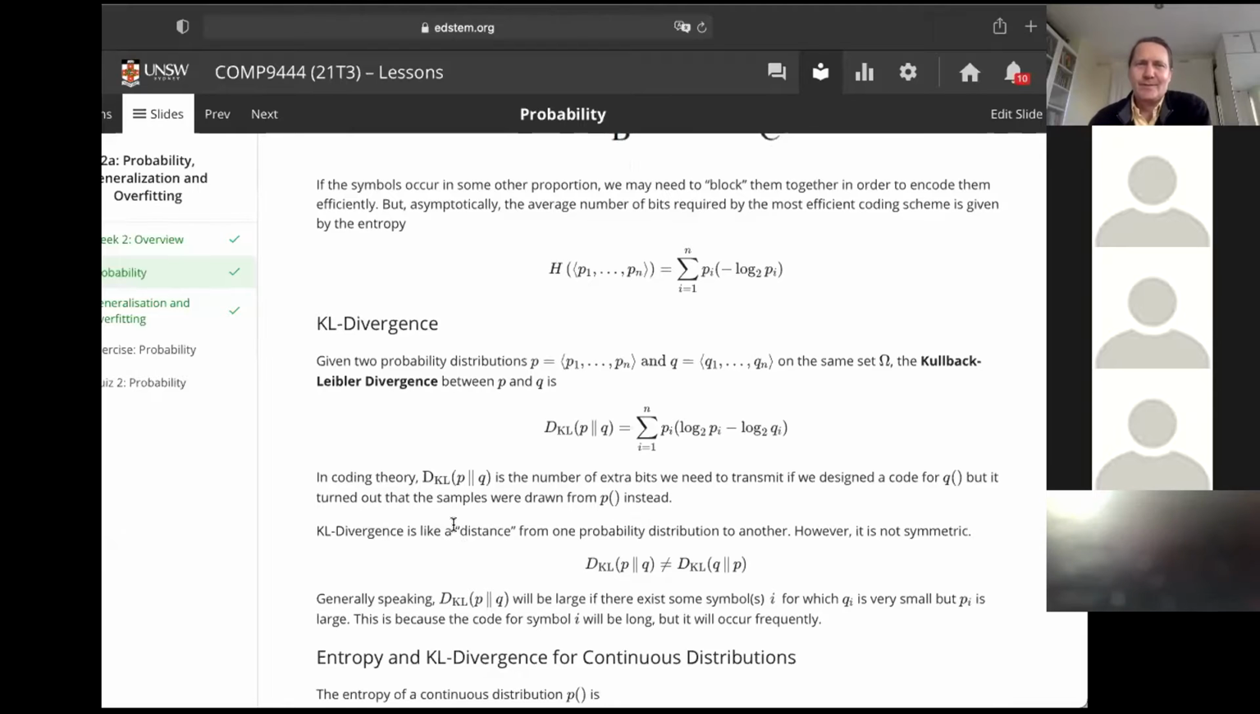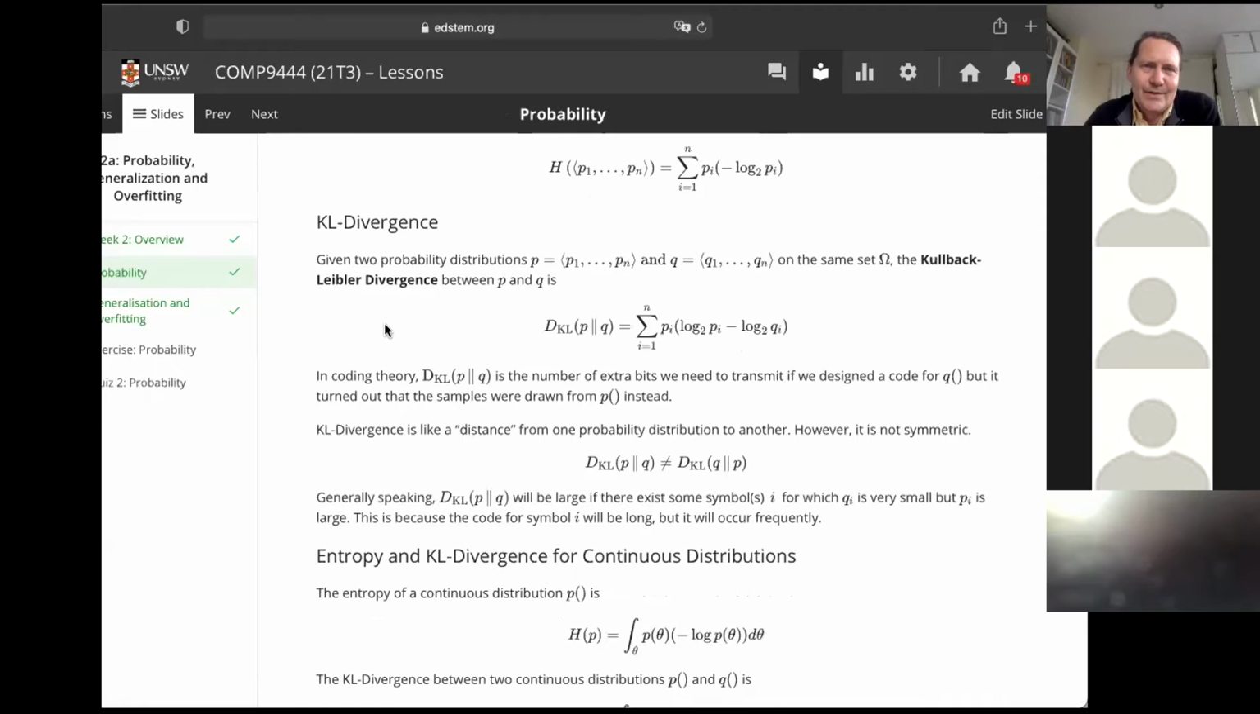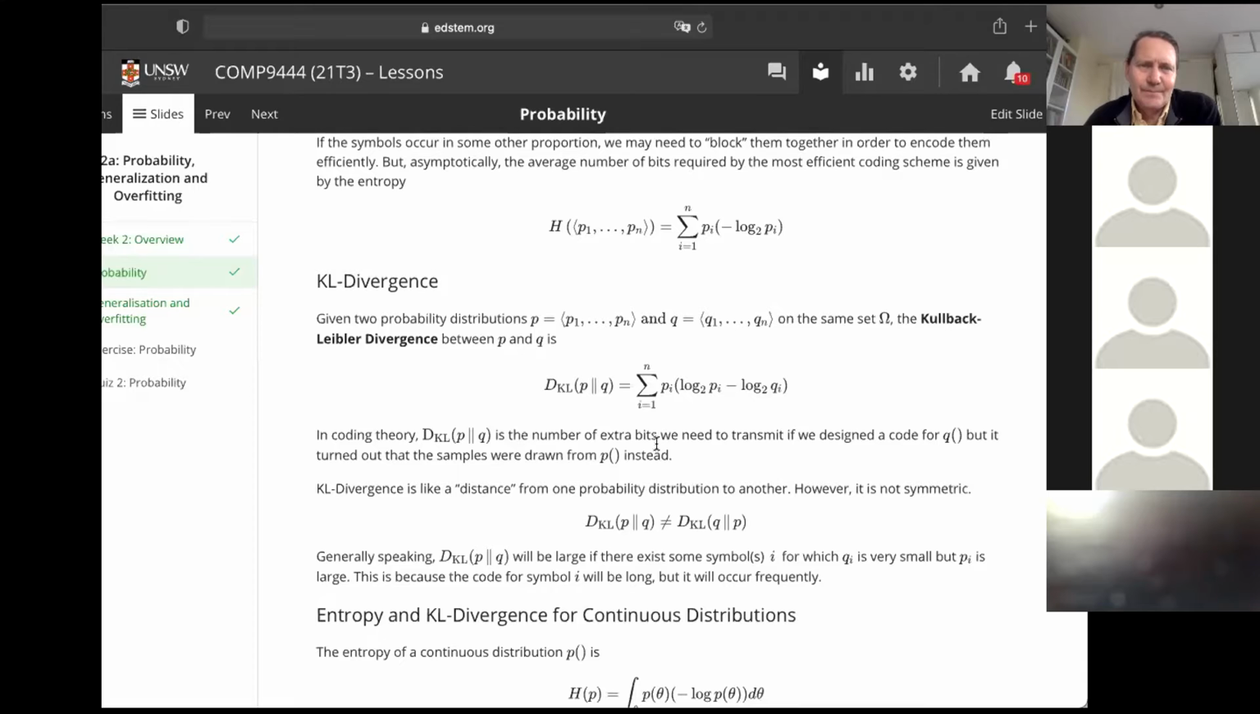And then we have this concept of the KL divergence, which measures how similar one distribution is to another. It's much like a distance, but it's not symmetric. The KL divergence from P to Q and from Q to P may not be the same. That's why we use the word divergence rather than distance.